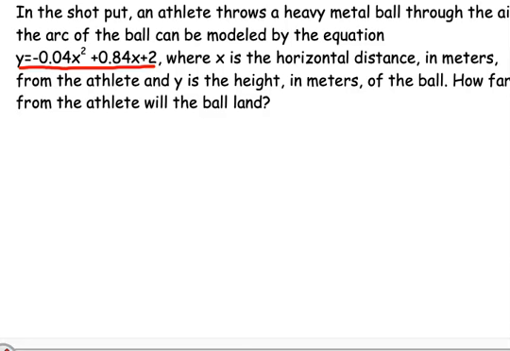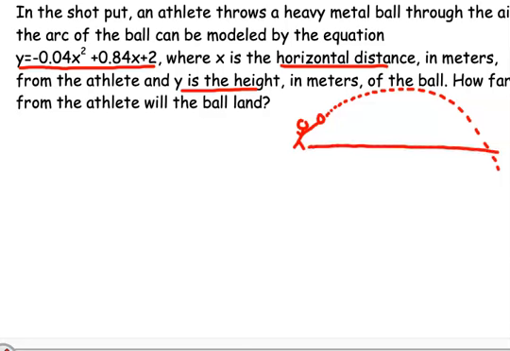Let's read it. In the shot put, an athlete throws a heavy metal ball through the air. The arc of the ball can be modeled by the equation that's given: negative 0.04x squared plus 0.84x plus 2, where x is the horizontal distance in meters from the athlete and y is the height. So what's happening here is we have somebody throwing the shot put ball, okay? And it's going to go up a little bit, and then it's going to come back down to earth. X is how far it went. Y is how high the ball is above the ground.